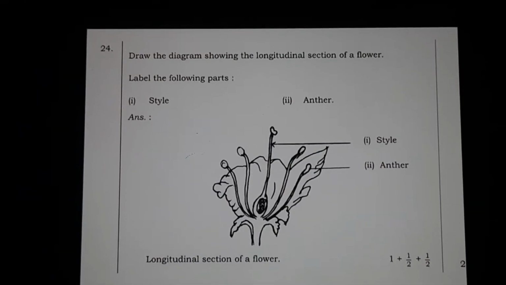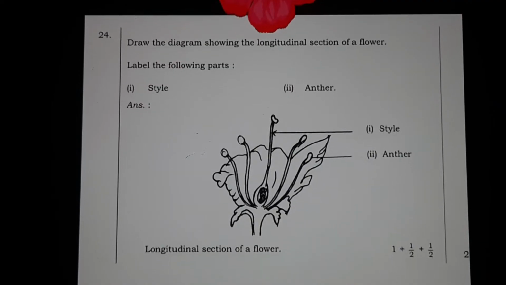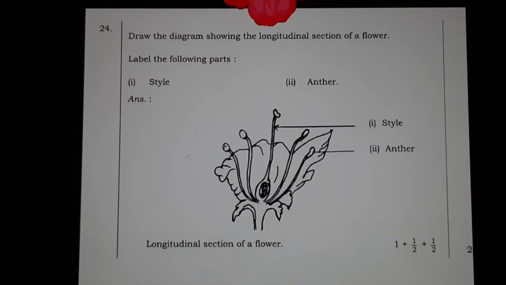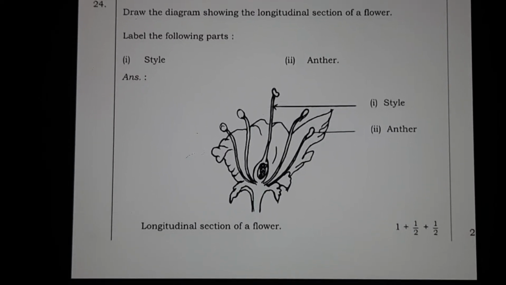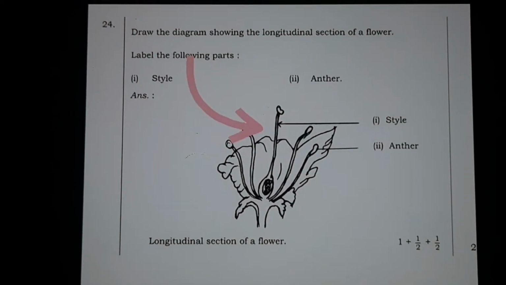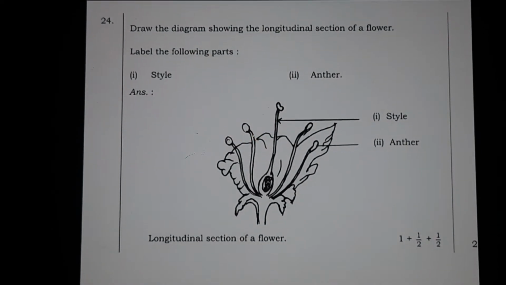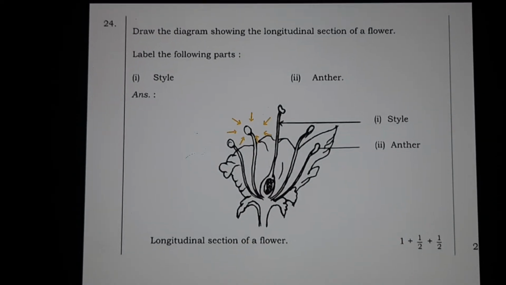Next 2 marks question. Draw the diagram showing the longitudinal section of a flower. Label the parts, that is style and anther. You have to practice almost all diagrams. Here below the stigma there is a long tube that is called the style, and these are anthers. These are male gametes. You have to mention that here.